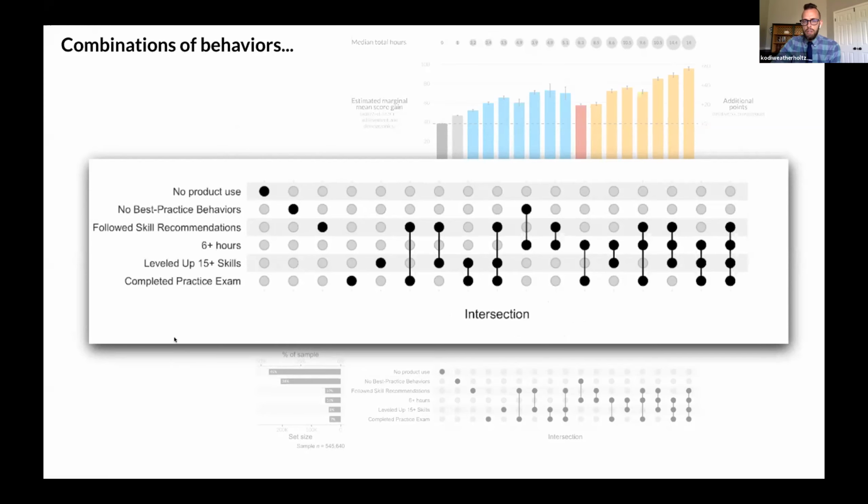And this matrix here is an example to visualize various combinations of behaviors that we see in the data. In particular, we can imagine that everything in this row labeled 6 hours is classifying an interaction of, the user did 6 hours and didn't engage in a best practice, or the user spent 6 hours and completed a practice exam. So we're able to visualize some intersectionality here.